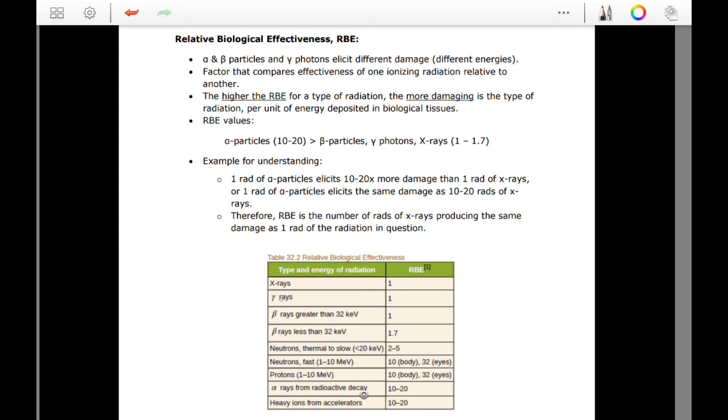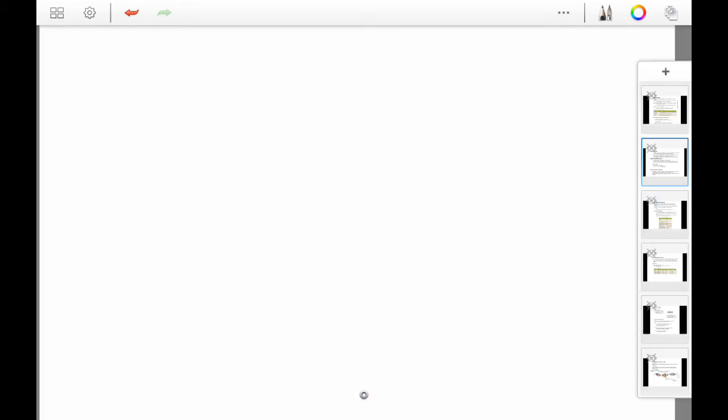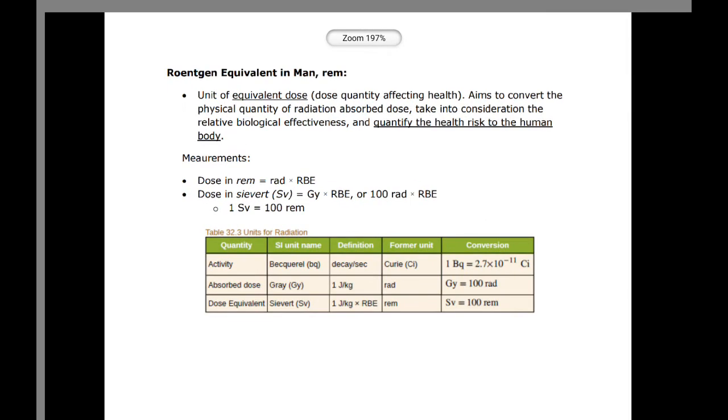And as you can see in this table, or in this flow diagram here, alpha particles have the highest RBE, meaning they are the most damaging type of radiation per unit of energy deposited in biological tissues. And then afterwards, beta particles, gamma photons, and X-rays all have the same amount of RBE. And so next we're going to talk about how these two fit together.